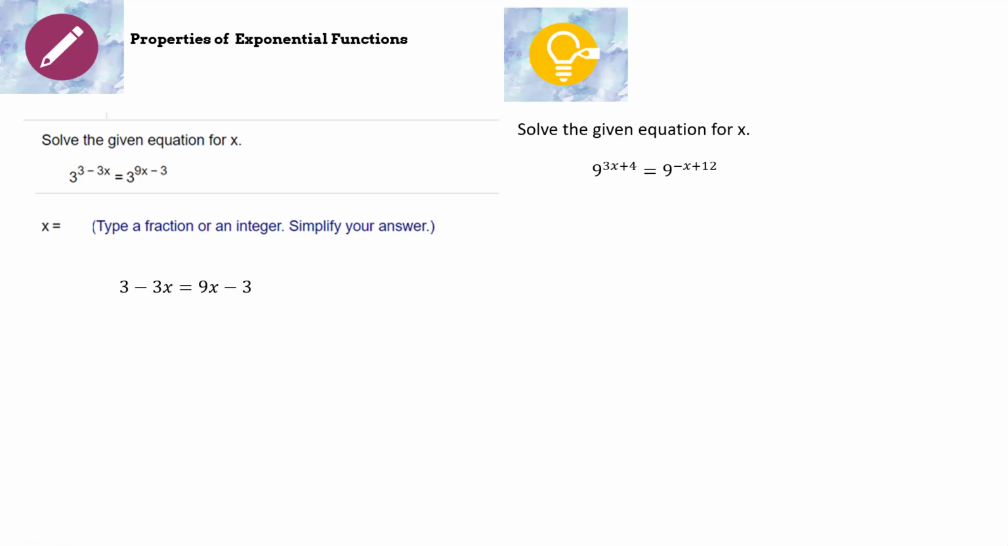Now let's solve. I'm going to subtract 9x from both sides. This gives me 3 minus 12x equals -3. I'm going to subtract 3 from both sides to get -12x equals -6. Divide by -12, and I get x equals 1/2. You get to do the next one by yourself. Solve the equation for x. 9 to the 3x plus 4 equals 9 to the -x plus 12.